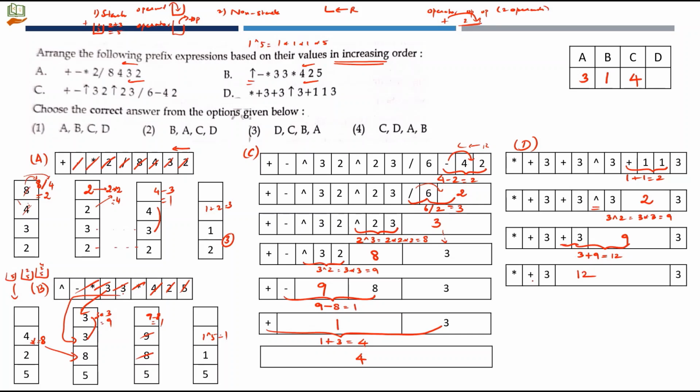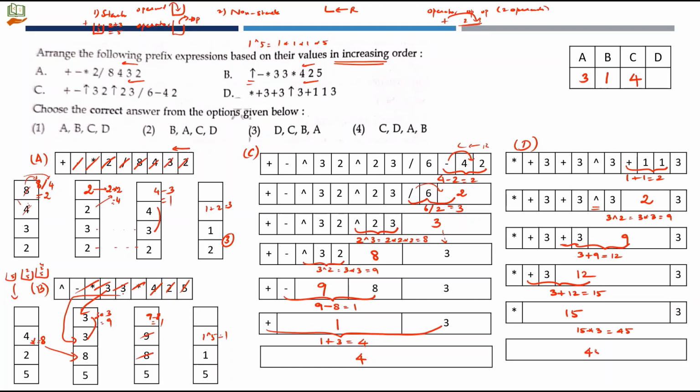Then we have the plus operator again. This will be 3 plus 12, which is equal to 15. We will place 15 here. Now we have only 1 operator remaining. It is 15 into 3, which is equal to 45. So the final answer for D will be 45.